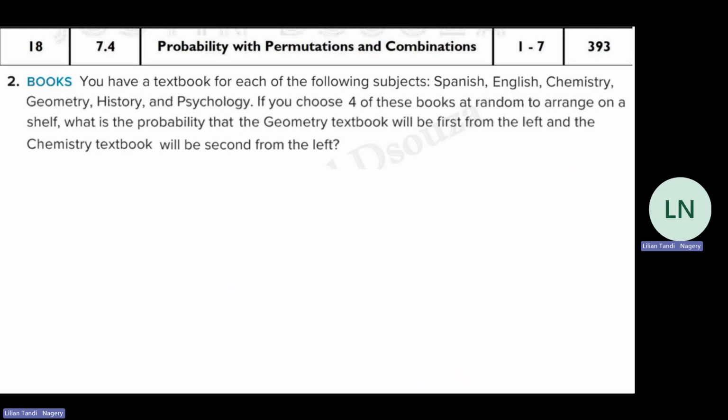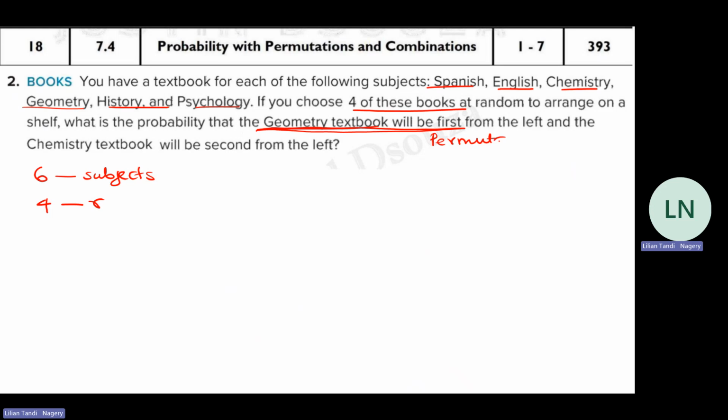You have a textbook for each of the following subjects: Spanish, English, chemistry, geometry, history, psychology. So those are 6 subjects. If you choose 4 of these, you're choosing 4, so this should be your R, at random to arrange on a shelf. What is the probability that the geometry textbook will be first? That is a permutation, because order matters. You said you want geometry first. So this is a permutation question.